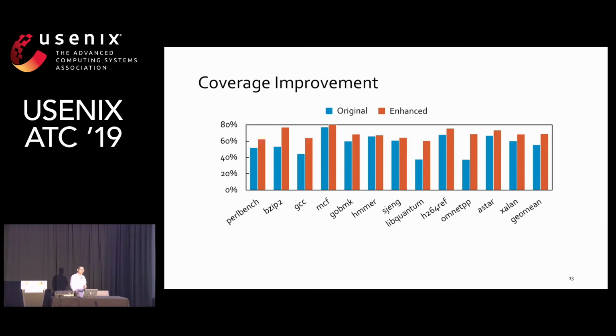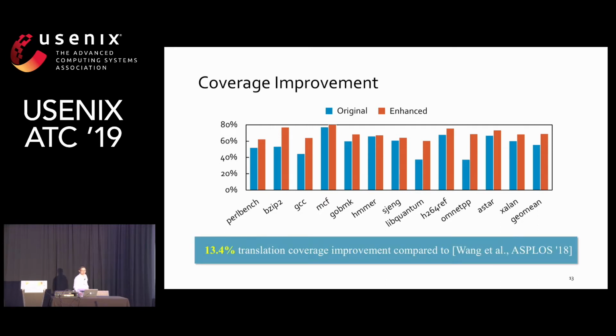The first question we want to answer is whether this enhanced learning-based approach can improve the translation coverage. This figure shows the translation coverage achieved by the original learning approach and the enhanced learning approach. As shown in this figure, we can achieve around 30% translation coverage improvement on average. This demonstrates the effectiveness of the proposed enhancement to improve the translation coverage.